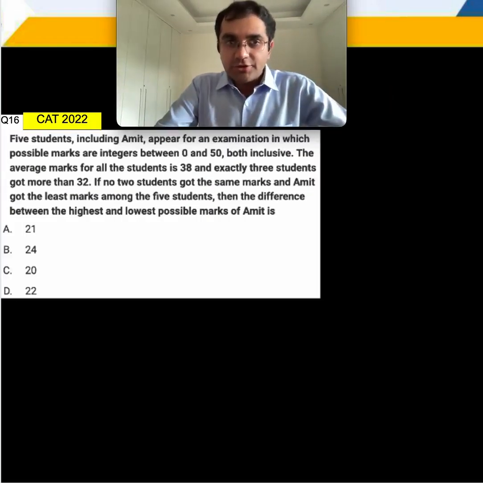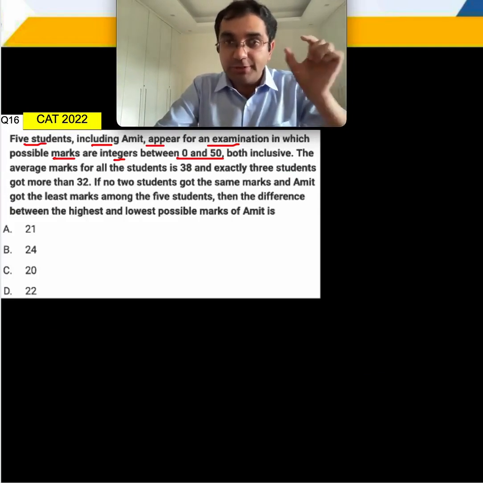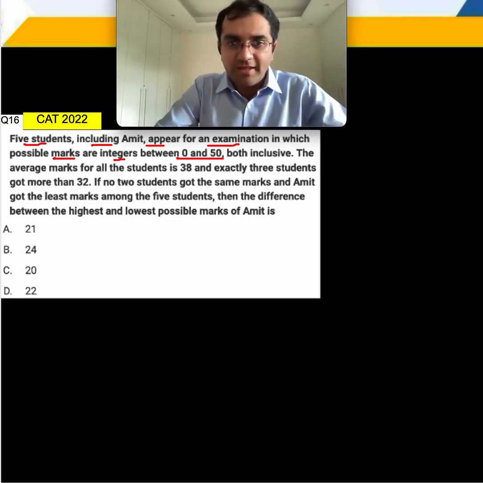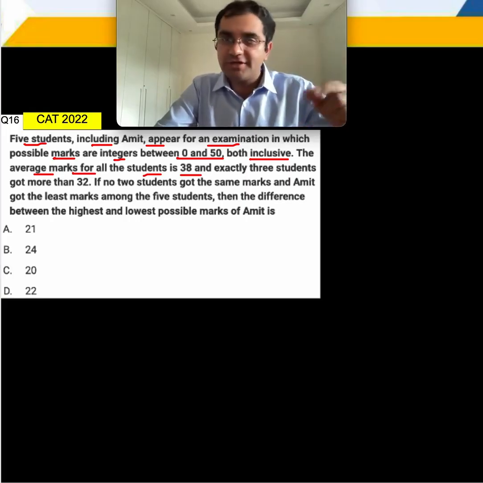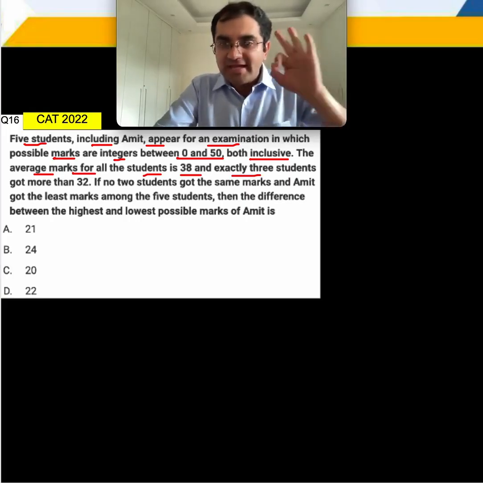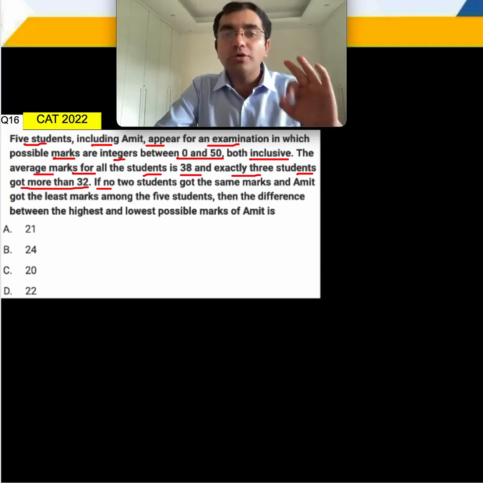This is a question on averages. You have 5 students including Amit. They appear for an exam. Marks are integers between 0 and 50 inclusive. Average marks for 5 students is 38, so total becomes 38 into 5, 190 marks. Exactly 3 students got more than 32.